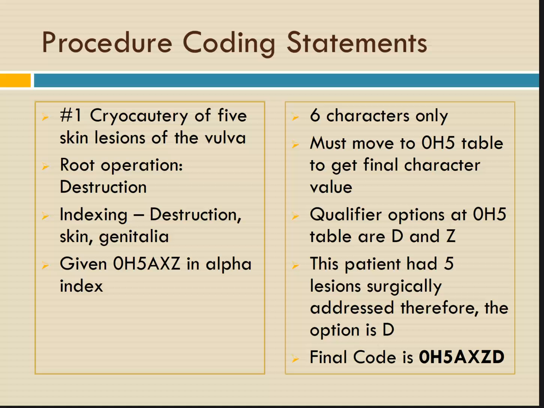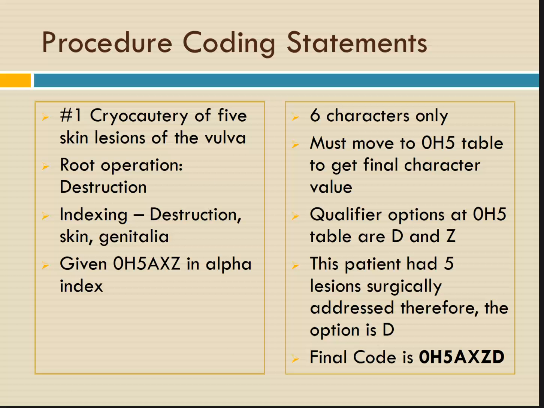So if we begin looking at the procedure statement coding, it's noted as procedure statement coding in your textbook. The first one is cryocautery of 5 skin lesions on the vulva. We denote that this terminology, cryosurgery, is using freezing as a way to destroy tissue. The root operation is destruction. The indexing pathway in your ICD-10-PCS coding manual was destruction, skin, and then genitalia. And genitalia relates to the vulva.